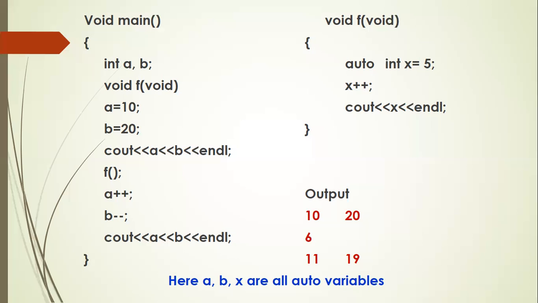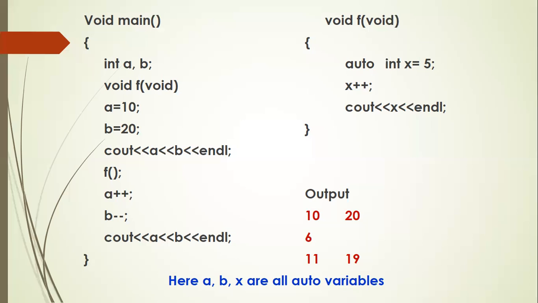So in this example, you should observe two things. a and b are declared without any storage class, and they are also considered automatic variables. And x is declared with the explicit storage class called auto, and then also it is considered an automatic storage class.